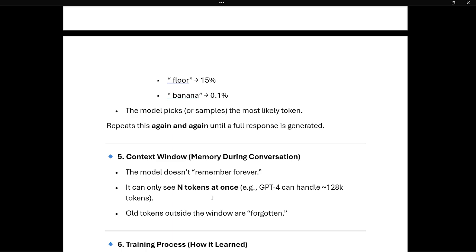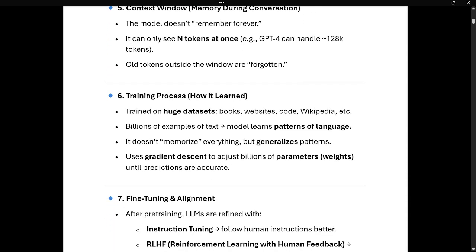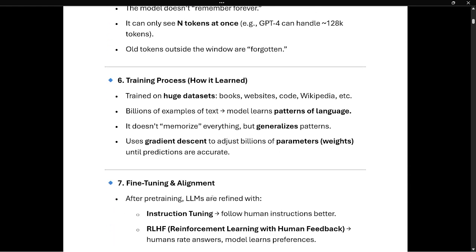Now coming to the training process, how it learns. It is trained on huge datasets like books, websites, code, Wikipedia, web crawls, and everything: billions of examples of text, so the model learns patterns of language. The main thing is it does not memorize everything but generalizes the patterns. It uses gradient descent to adjust billions of parameters until it predicts accurately. We will see what gradient descent methods are later. So the training process is like that.